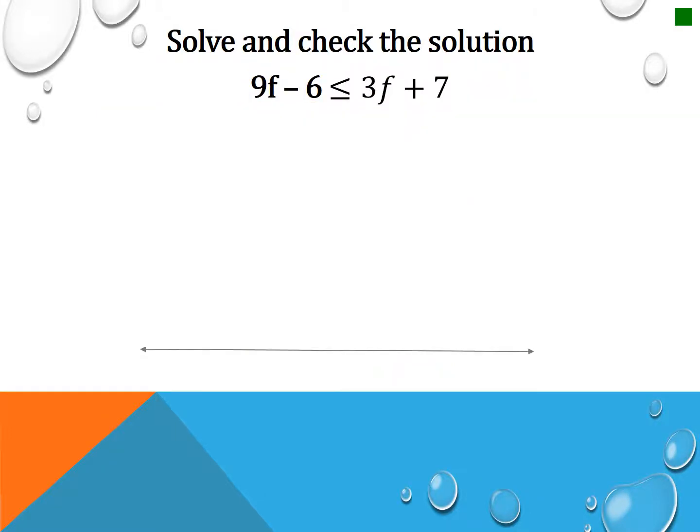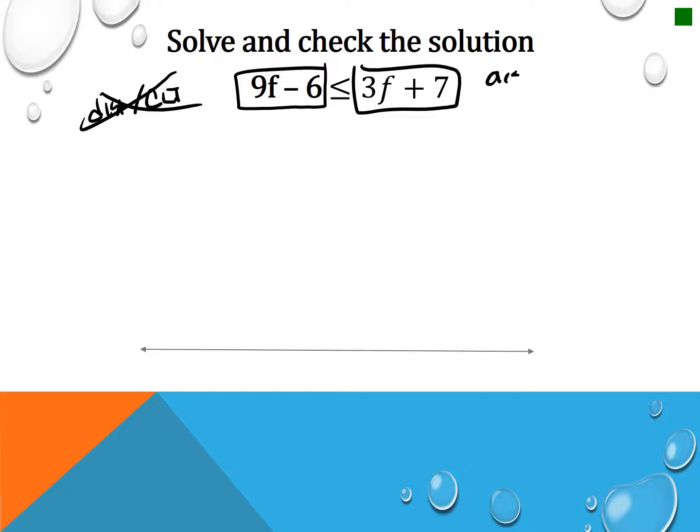Okay, this one's an inequality. We're going to do it the same way. Question, over here on the left, do I have any cleaning up to do? Distribute, combine like terms. Nope. Over here on the right, do I have to distribute or combine like terms? Nope. That means I'm ready to move.